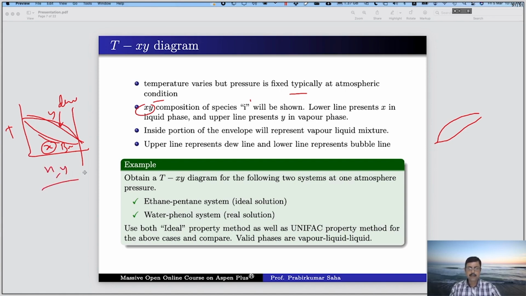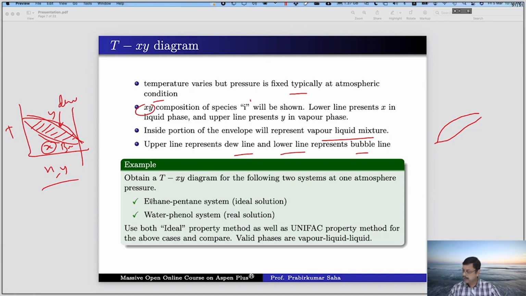And the inside portion of the envelope will represent the vapor liquid mixture. So this is the portion, it will be vapor liquid mixture. And the upper line, dew line and bubble line we have already discussed. Now let us go to this example.